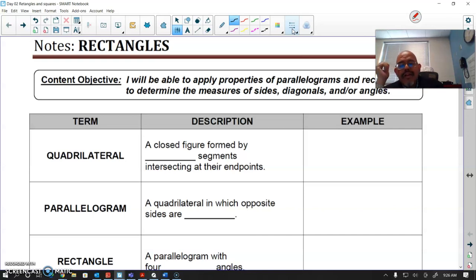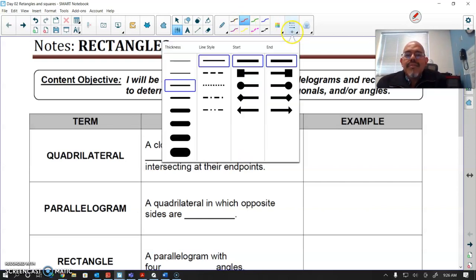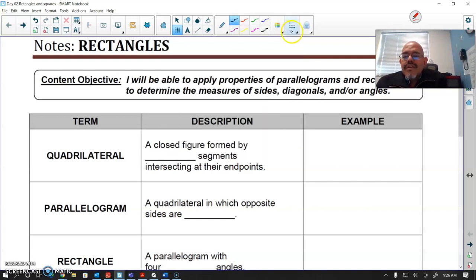So let's see, a quadrilateral is a closed figure formed by line segments. It's not letting me write. I have to tell it to give me a pen so I can write. Okay, line segments. So that's any quadrilateral. It could look something like this. It doesn't necessarily need to be a parallelogram or anything like that.